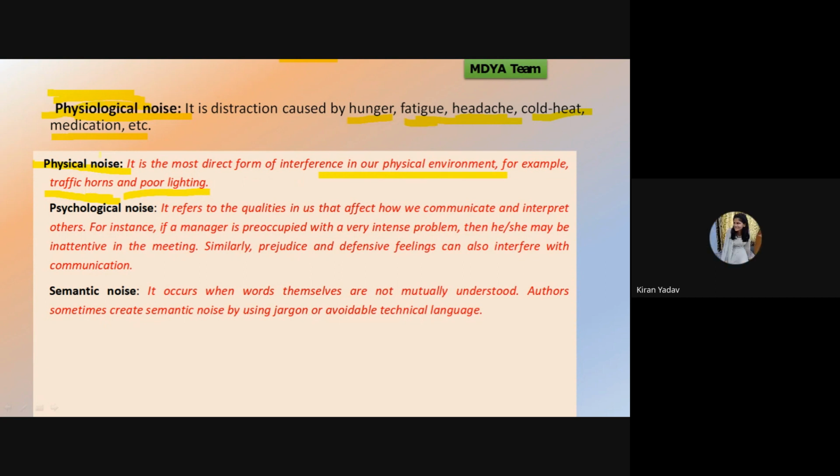If it's a disability, then this is not physical noise. If they are not able to hear due to something like a lot of traffic, or anything going on there, any DJ playing at high volume, then this can come in physical noise. But I said that it comes under physiological noise, I think.